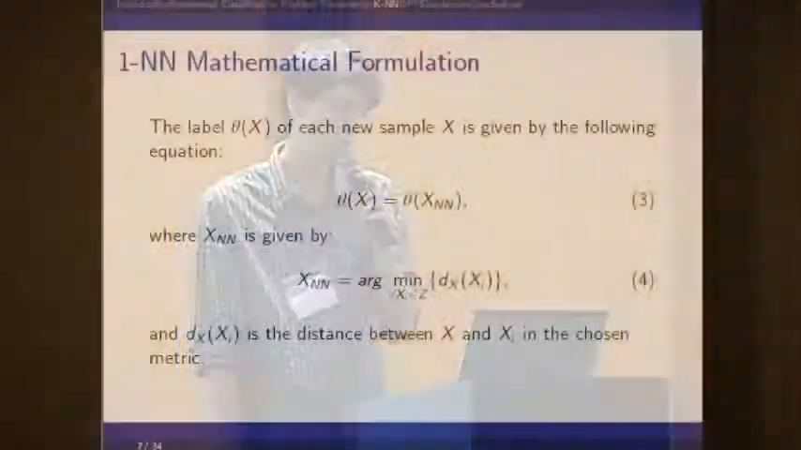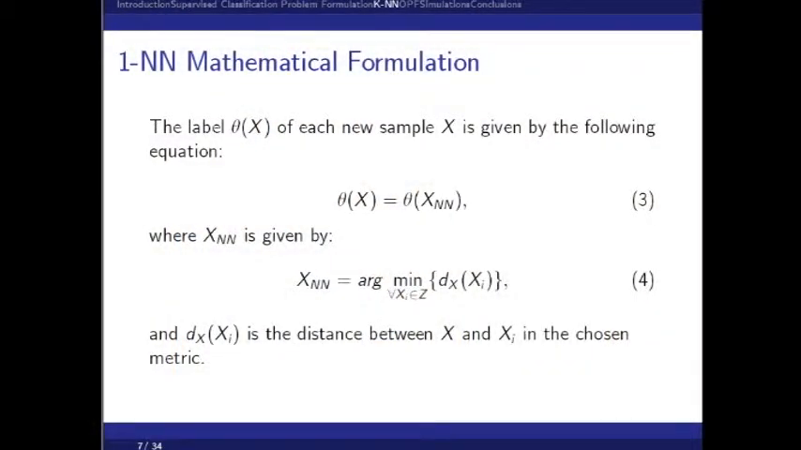Okay, a mathematical formulation for this problem is the following. We attribute to the test sample the label of its nearest neighbor, which is given by this expression, where d of x, xi, is the distance between x and xi in the chosen metric, such as Euclidean distance, Manhattan distance, or any distance.